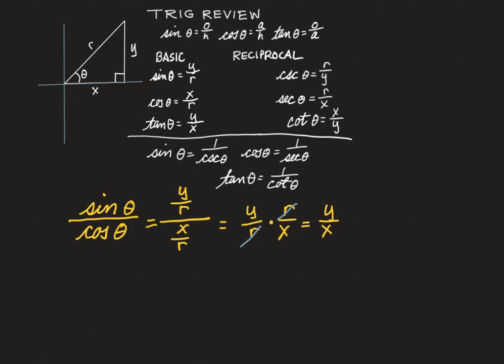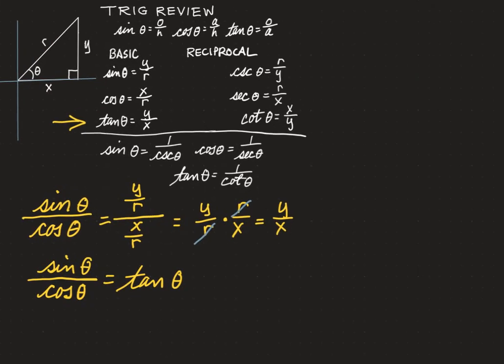Well, look at that. We already have that defined in our list. So it turns out that sine theta over cosine theta, there's a division there, is equal to the tangent of theta. Now, we usually write this slightly differently. We usually write it as the tangent of theta equals the sine of theta over the cosine of theta.